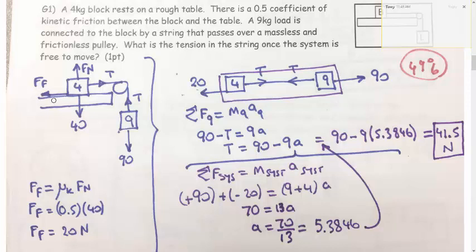So no diagram here. Well, there's a little diagram at the side, which I need to make my own. So I do it here. So I have a 4 kilogram block resting on a smooth table. Oh, a rough table, I'm sorry, rough table. That means the friction. There is a 0.5 coefficient of kinetic friction between the block and the table. A 9 kilogram load is connected to the block by a string that passes over a massless, frictionless pulley. What is the tension in the string once the system is free to move?